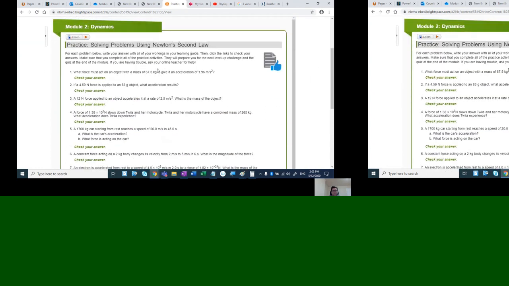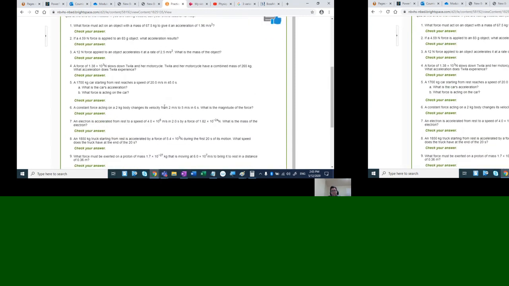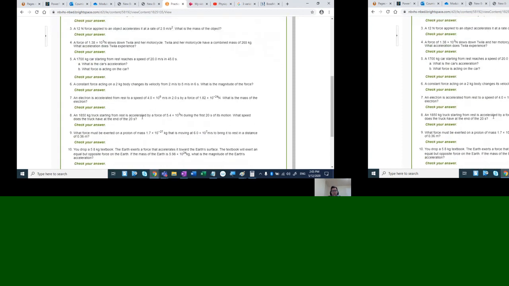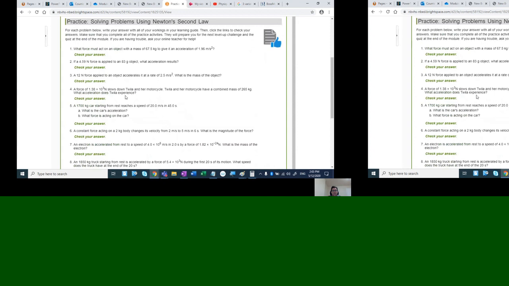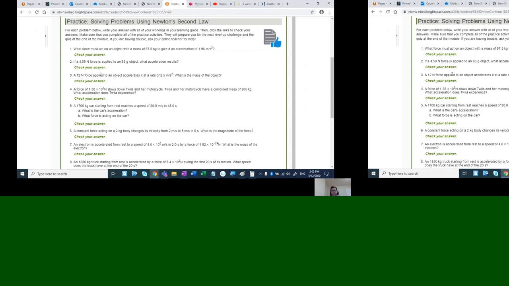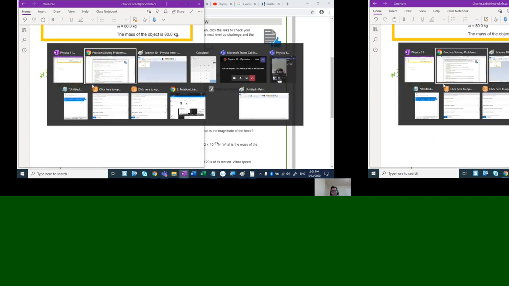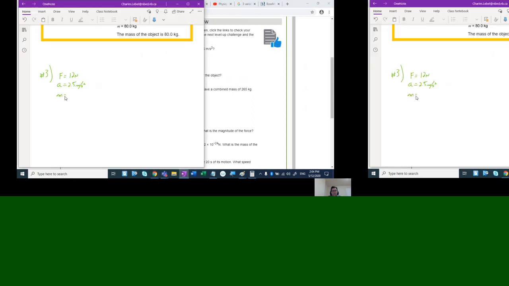Solving problems using Newton's second law. So you should be trying these. You don't want to do them all, I understand. You don't need to. You can just try isomorph number 3. 12 Newton force. It's easy. 12 Newton force applied on an object accelerates it at rate of 2.5 meter per second square. What is the mass of the object?